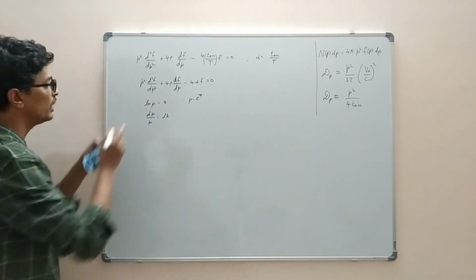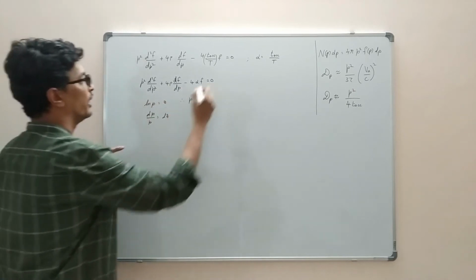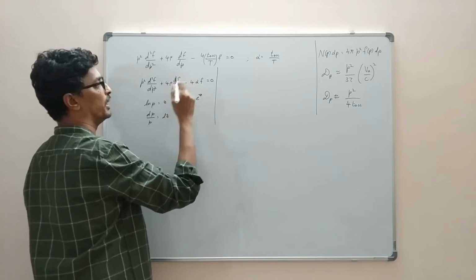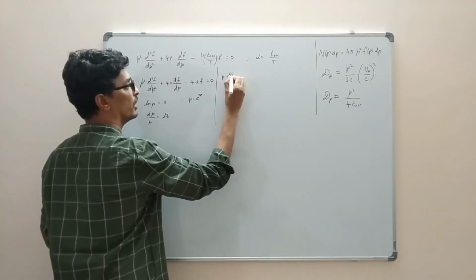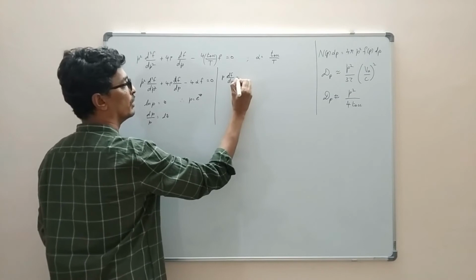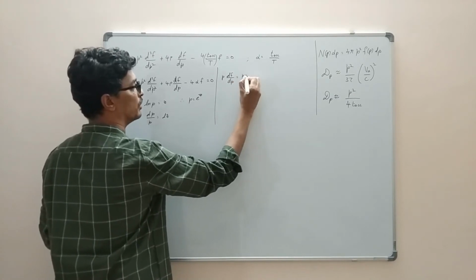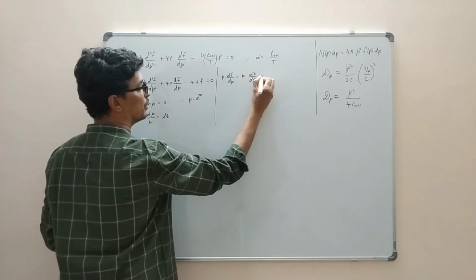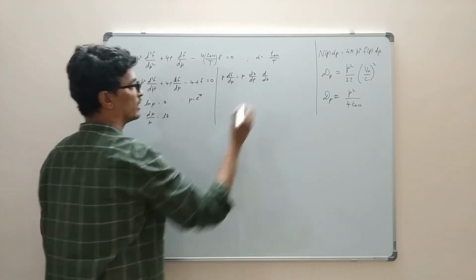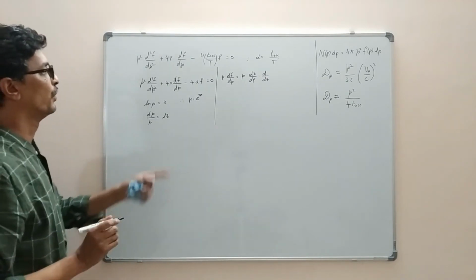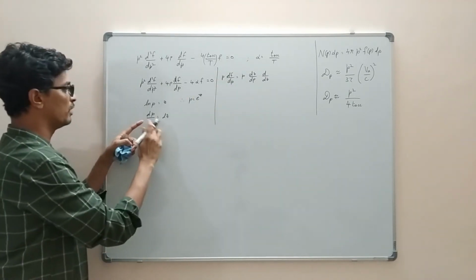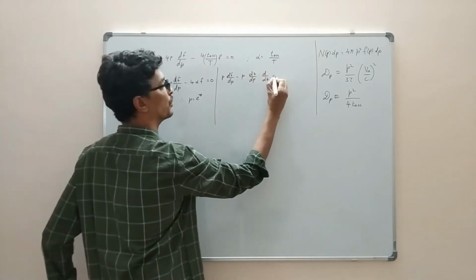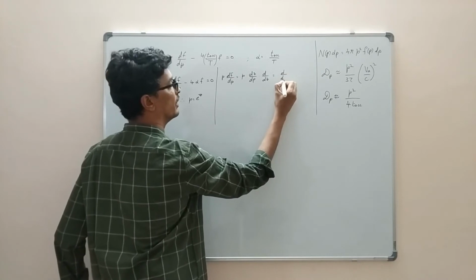Fine. So then I can express all these terms. First, let me take p df by dp. That can be written as p into dz by dp into d by dz. Correct? Yes. So dz by dp is equal to 1 by p, so this p gets cancelled. So this is going to be d by dz.